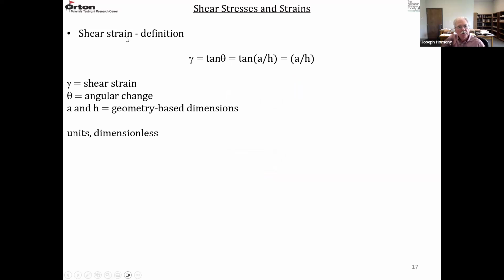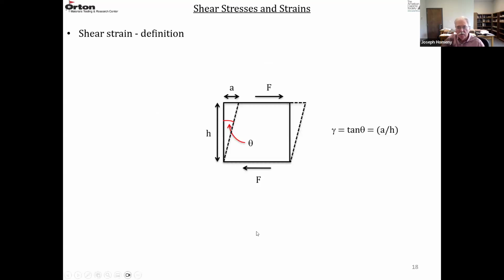The resulting shear strain is gamma. That equals the tangent of this angle theta. And A and H are geometry-based dimensions. So tangent of theta actually equals A over H. But this angle is very small because the strain is very small. So the tangent of A over H can be just approximated by A over H. So gamma is the shear strain. It has no dimensions.